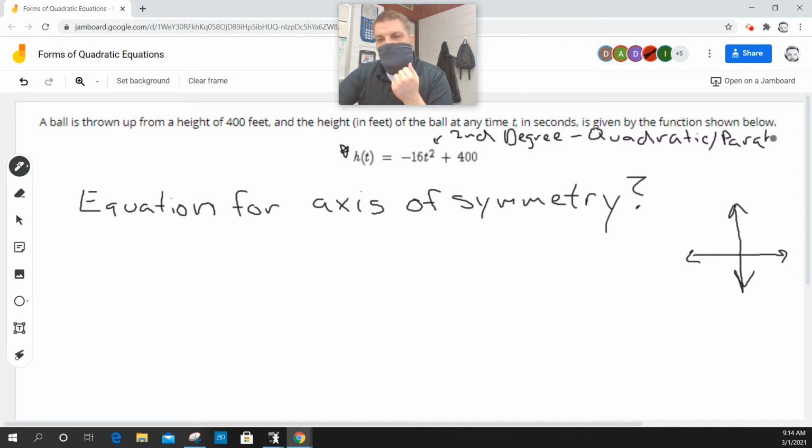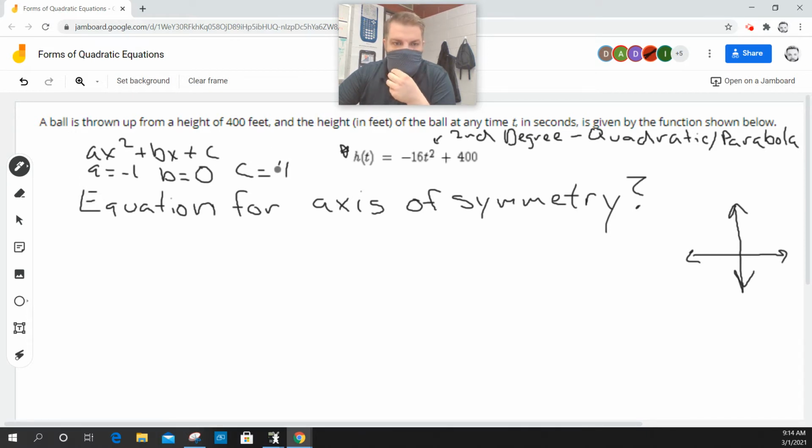Now, parabola. Also, it's written in the standard form, which is ax squared plus bx plus c, and that tells me a lot. A equals -1, b equals 0, c equals 400. Remember that the c term is the y-intercept. That's where it crosses the y-axis, right up here at 400.